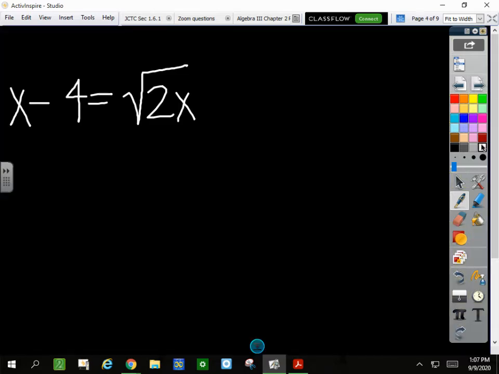Now I think this is kind of a repeat of the previous one. So the radical is already isolated. We would square both sides. So I'm going to squeeze that in there.